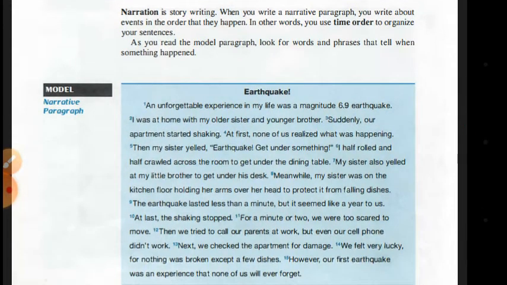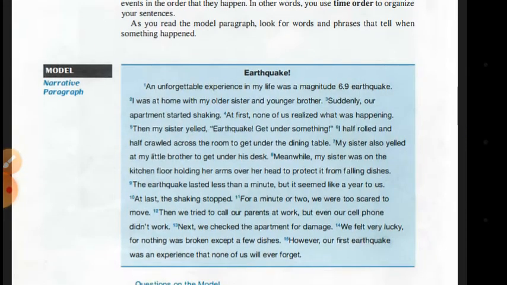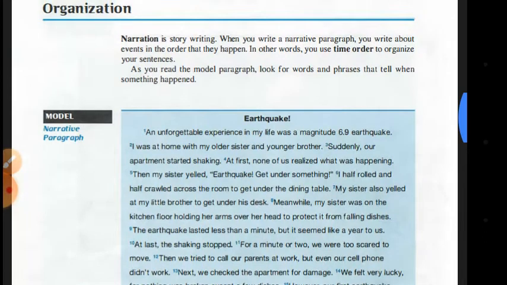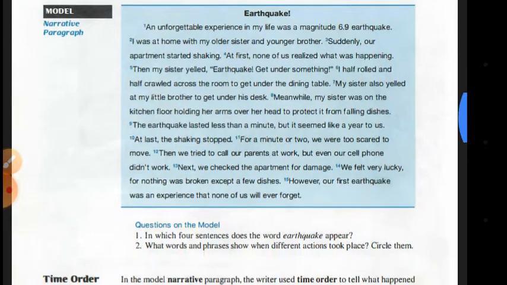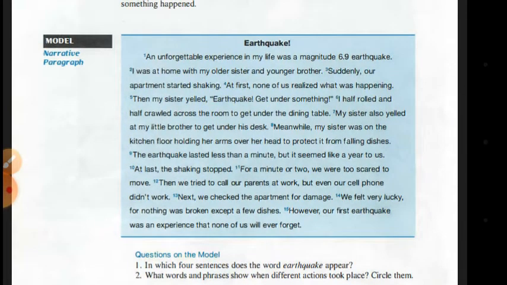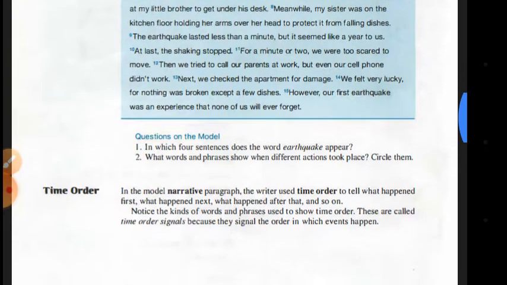We read this model paragraph about an earthquake, عن الزلزال. It shows how the actions happen according to a timeline, على خط زمني, from the beginning to the last. You can read it and find the time order signals, علامات, like first, then, suddenly, after that, for a minute, and finally, however, etc. You're going to find these expressions.